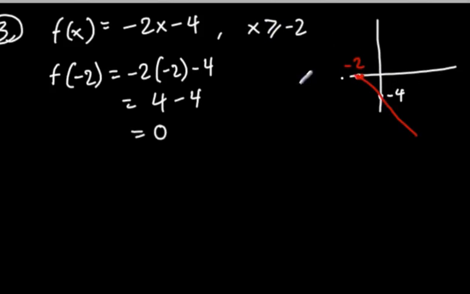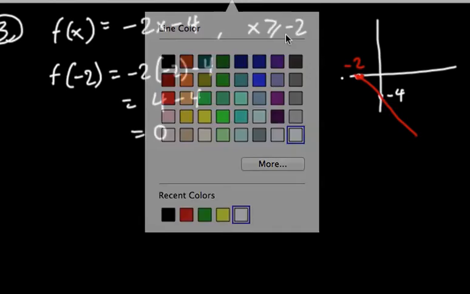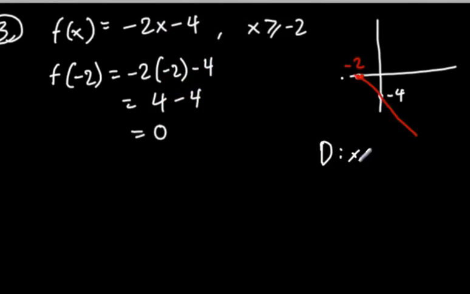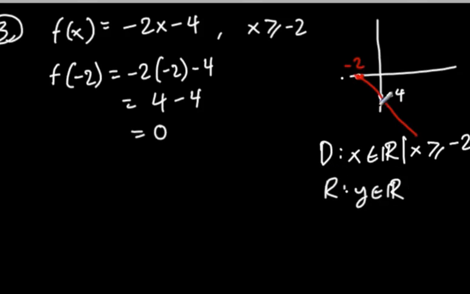So what is our domain and range? The domain is x is an element of reals, x is greater than or equal to negative 2. The range is y is an element of reals, but we can see that the range decreases, and it starts from 0, as we saw over here. So y is less than or equal to 0. So that's the domain and range, and this is basically part A. Okay, now let's do part B, which is actually finding the inverse.